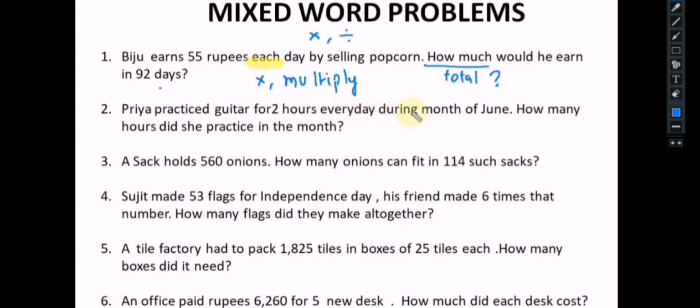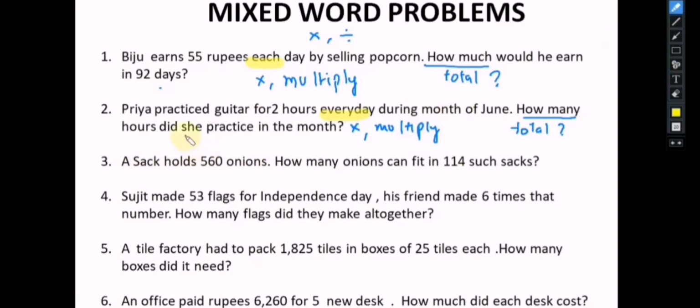Next one, Priya practiced guitar for 2 hours every day during the month of June. How many hours did she practice in this month? So here again, every day and each indicate that it is a multiplication or division word problem. And again, you need to find out the total number of hours for the month. You don't know the total. So if you don't know the total, you want to calculate it, and you have each or every day, which is similar, that indicates it is a multiplication word problem. You are going to multiply to find the answer.